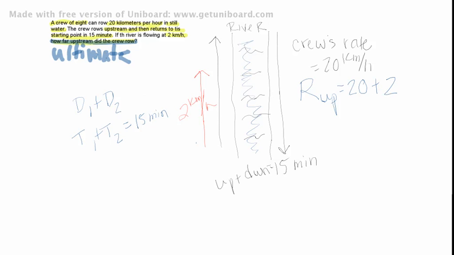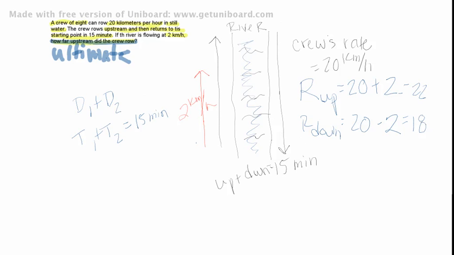So then their rate downstream is actually going to be 20 minus 2, because when they're coming back down the river, they're fighting this current, right? The river's pushing them this way when they're trying to go this way, so that takes away from their overall rate. So we use subtraction in math to show that. So their rate up is 22, and their rate down would be 18. Yeah, I did that right, 18.